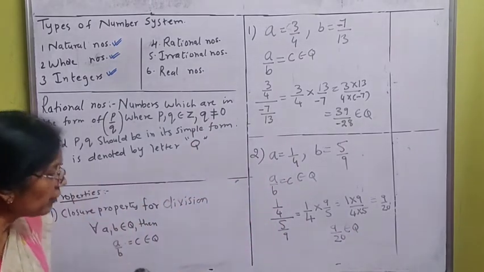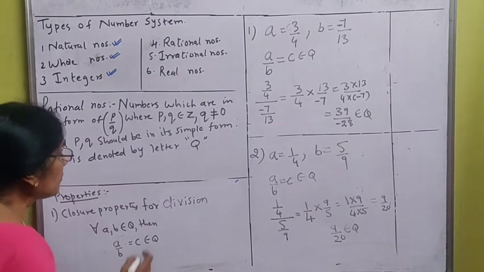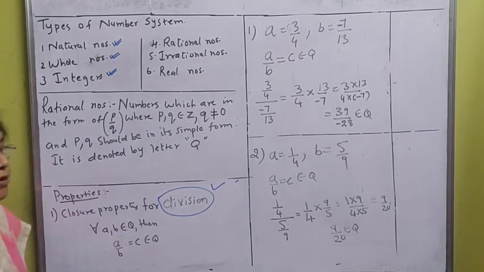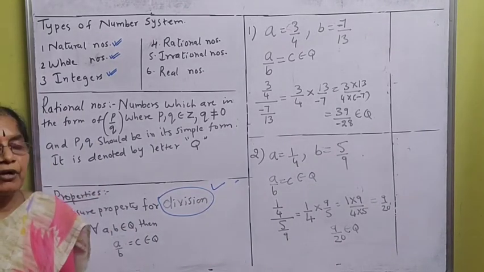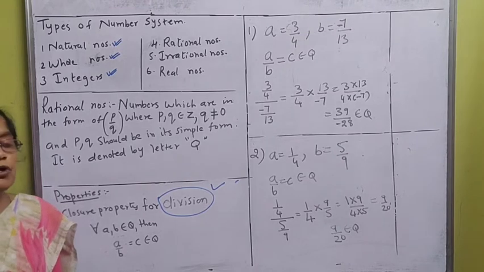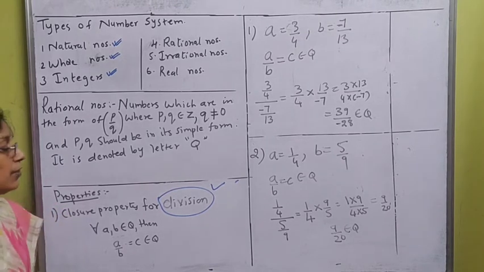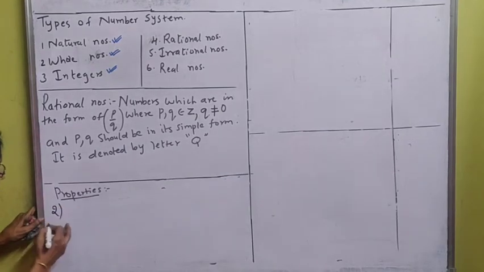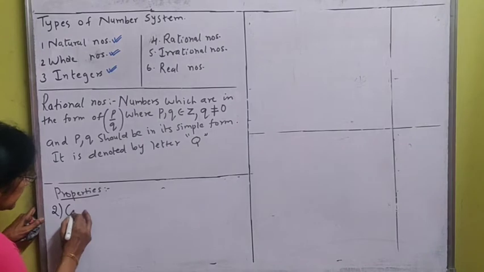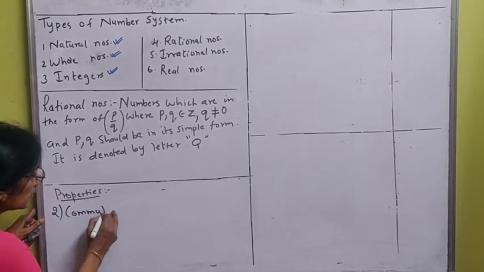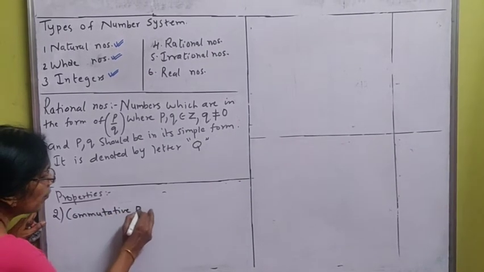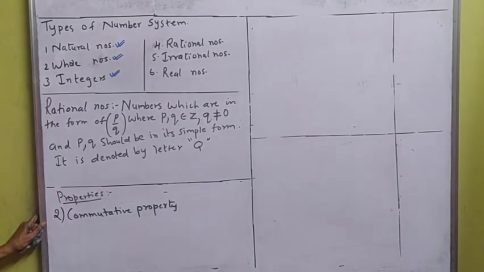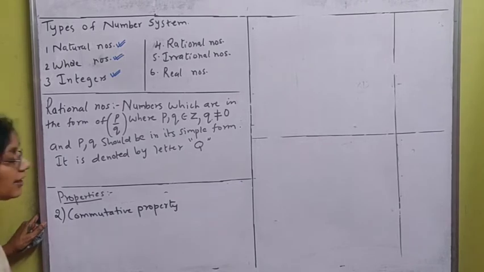That means from these two examples we can say that closure property for division is true. So what did we prove? Closure property for addition is true, closure property for multiplication is true, closure property for subtraction is true, and closure property for division is true. Let us see the second property in rational numbers, that is commutative property. Like closure property, this property also should be checked for the 4 fundamental operations.